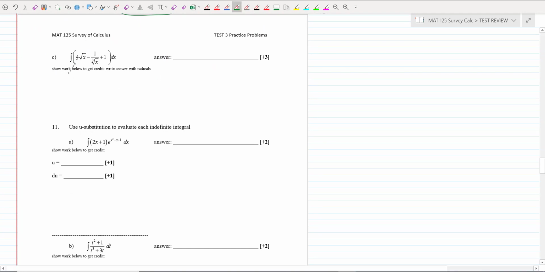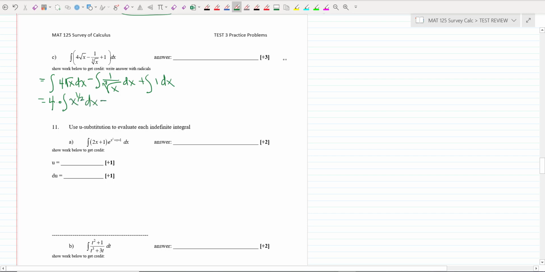So we're going to go ahead and let's break this up into 3 parts. So we would have the integral of 4 square root of x dx minus the integral of 1 over cube root of x dx, and plus the integral of 1 dx like that. Okay, now we're going to write these radicals as rational exponents. So I'm going to take the 4 out. That will be the integral of x to the 1/2 dx.